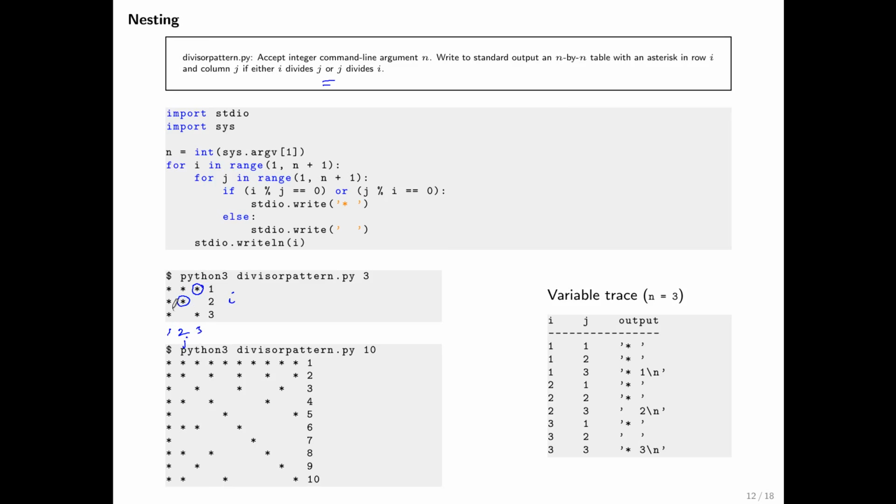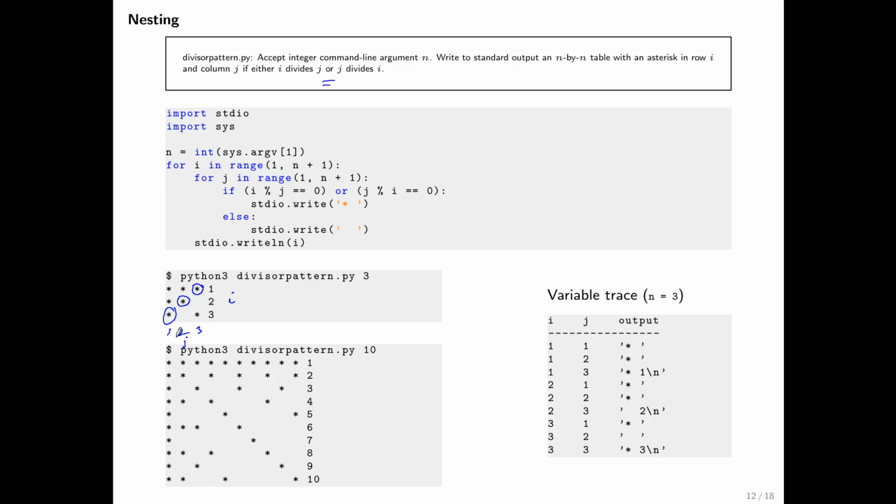What about this star here? Well, for this guy, I is 3 and J is 1. Does 3 divide 1? No, it does not. But does 1 divide 3? Yes. So we have a star. So all that it takes for a star is either I divides J or J divides I.